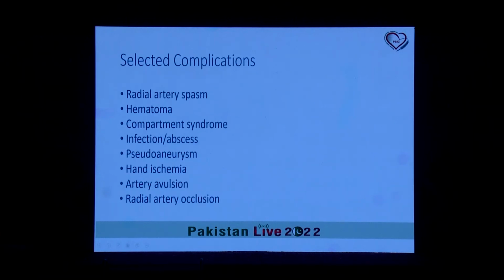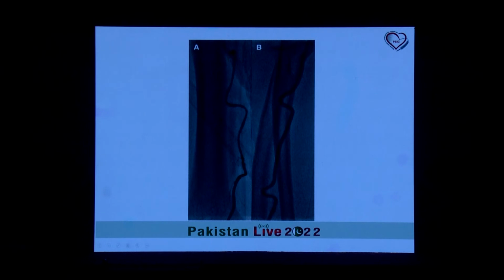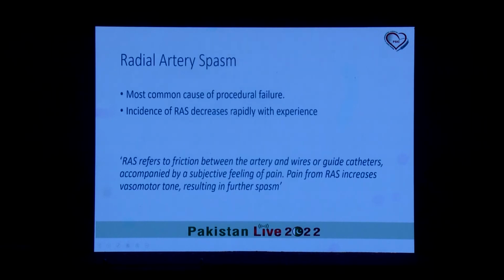Again, complications are like radial artery spasm, hematoma, compartment syndrome, infection, abscess, pseudoaneurysm, hand ischemia, artery avulsion, and radial artery occlusion. What happens here now? What was B and what happened to A? Throughout the diameter, throughout the caliber of the vessel is reduced. Most common cause of procedure failure is radial artery spasm.